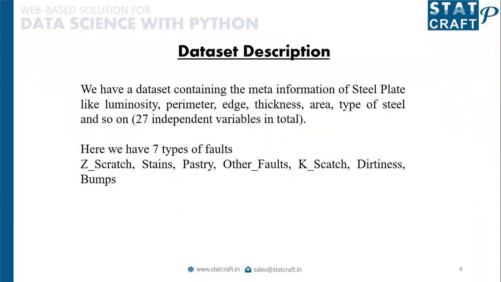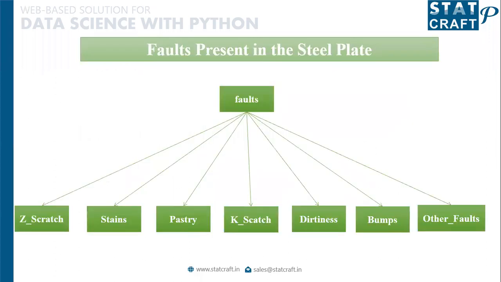What about the data set that we have? We have data containing various parameters of the steel plate like luminosity, perimeter, edge, thickness, area, type of steel, and so on and so forth. I have 27 independent variables in my data set, and there are 7 different types of faults. What are the 7 faults that we have? Some of the faults that I have listed are scratch, stains, pastry, dirtiness, bumps, and other faults.